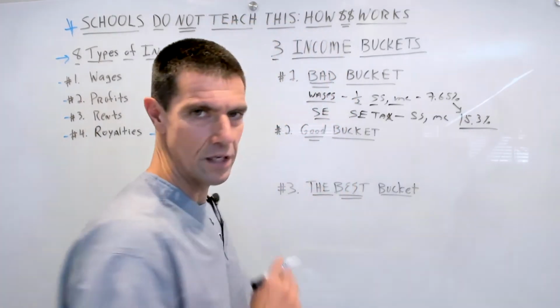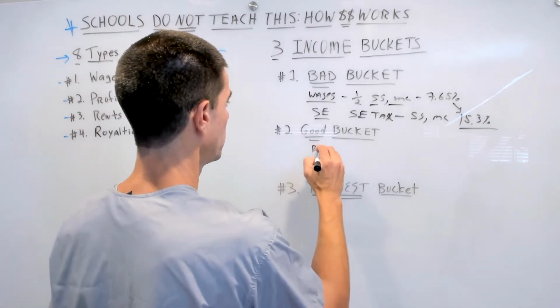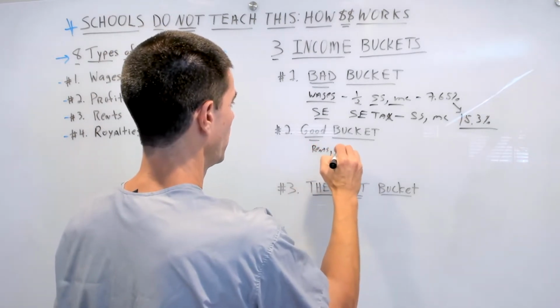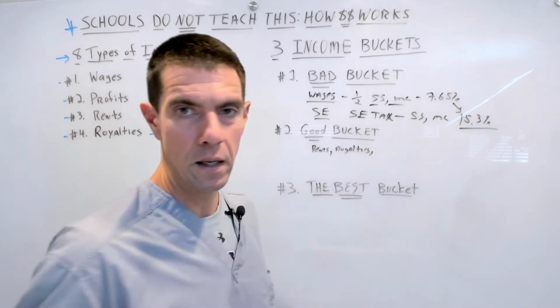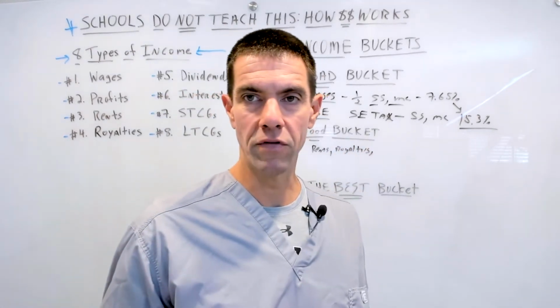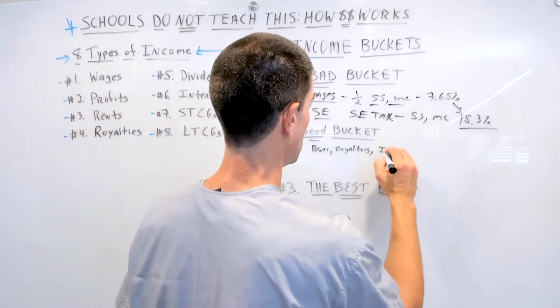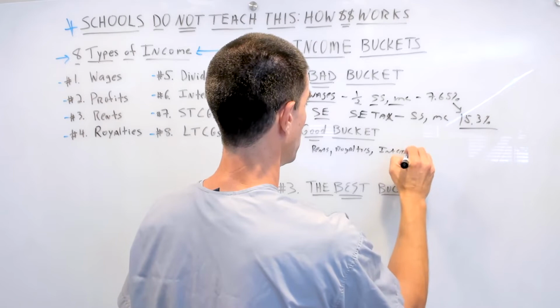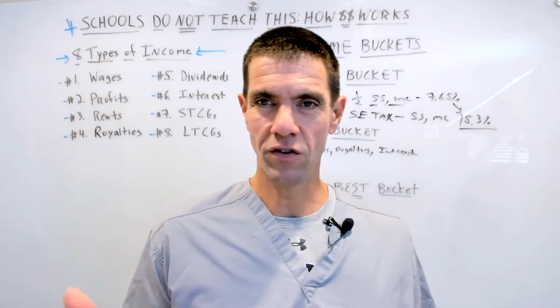Number two is the good bucket. So let's see, that would be rents, that would be royalties, and also we're going to have some interest income as well, which would be number six. We can throw that in our good bucket. So rents, royalties, and interest income.